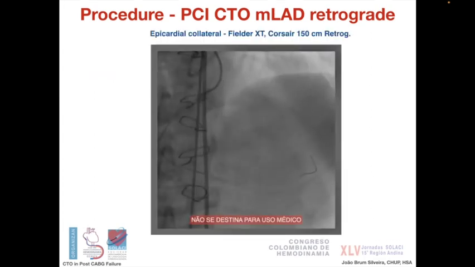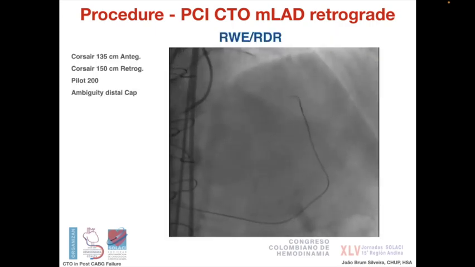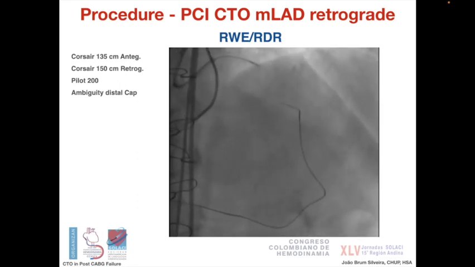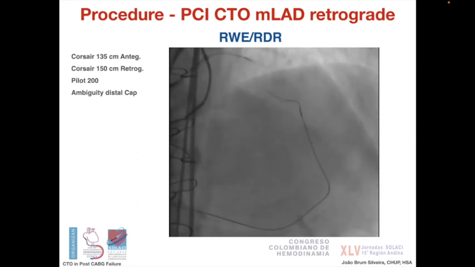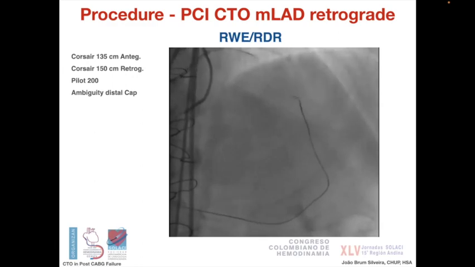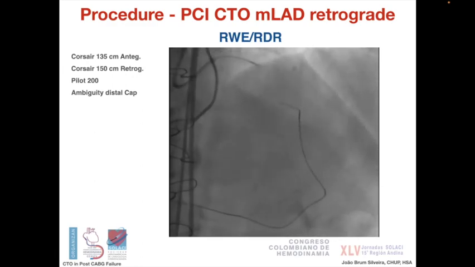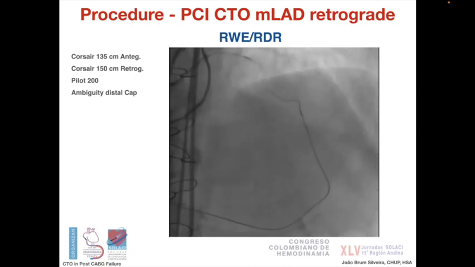We started our procedure with a primary retrograde approach. We used the epicardial collateral, a Corsair 150, and a Fielder XT-R, and we went to explore this epicardial collateral. This is what you have. We did some work, but we didn't like very much the behavior of this wire in the retrograde approach to the LAD. Also, we used a Corsair 185 in the retrograde setting.